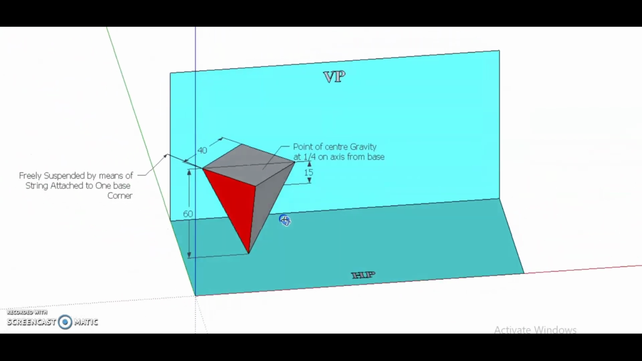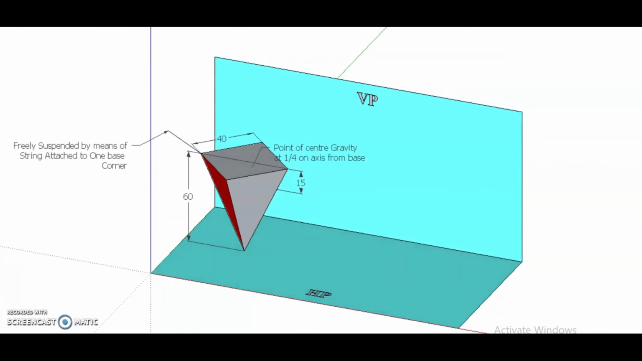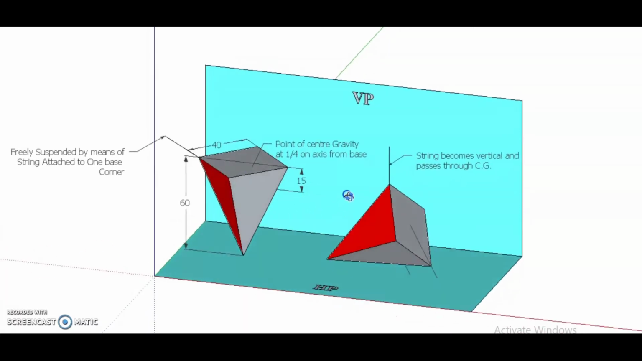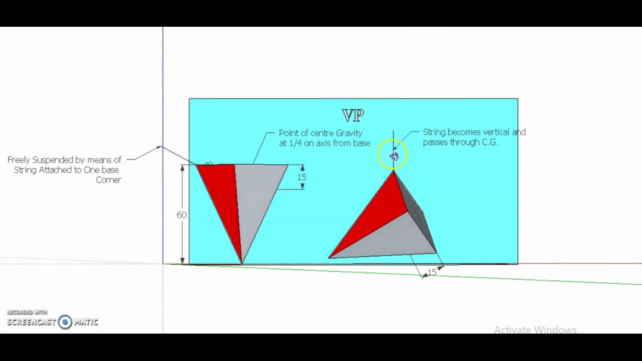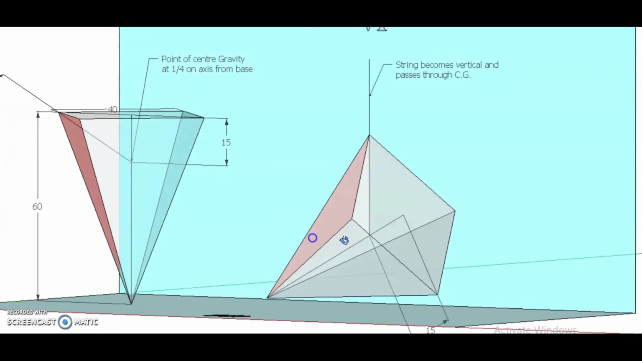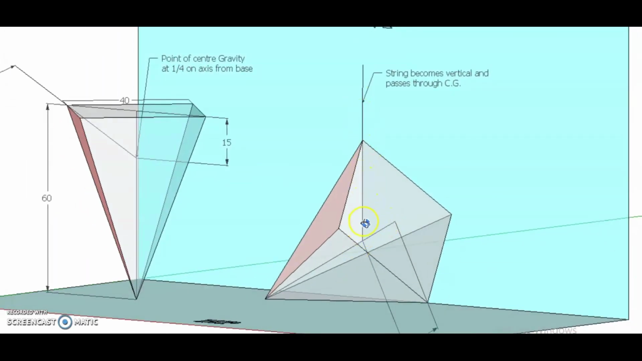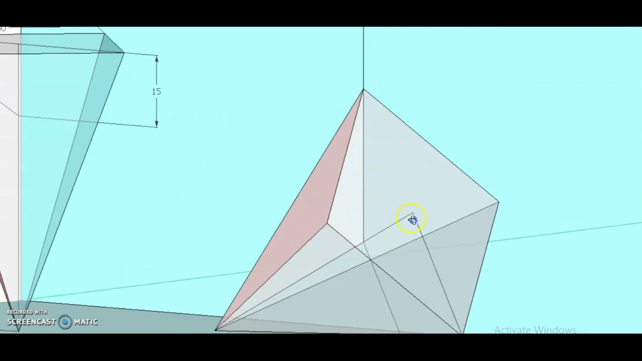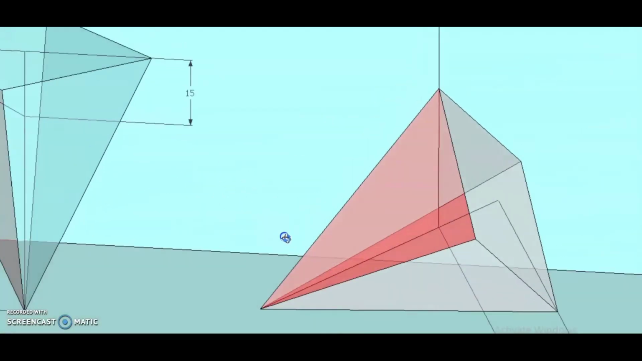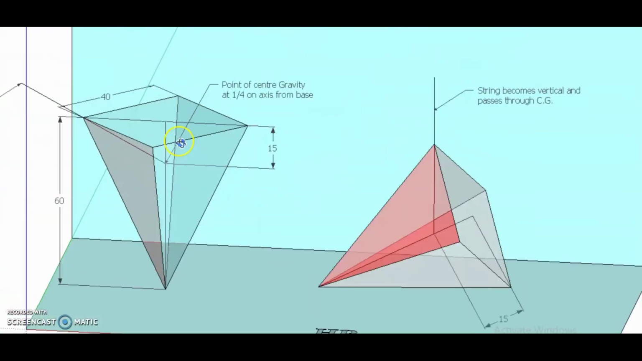Then we have to freely suspend this given square pyramid in space, so that this string will be vertical and this string will pass through the axis. This is the axis, and this string will pass at a point which is 15 millimeter from this point, and this point is called the CG, that is the center of gravity, and this string passes through the CG, which we have to show here.